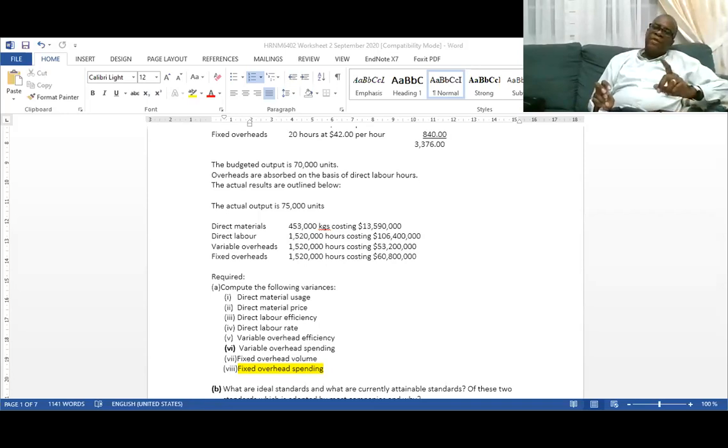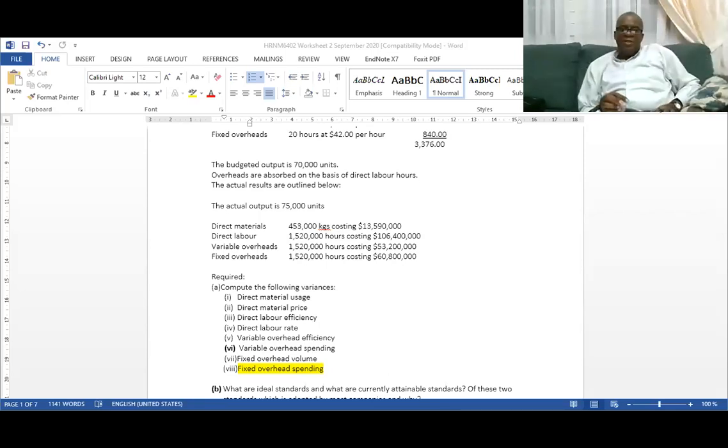And please note that because we have units, we have to relate it to something per unit. The 50,000 is units, so we have to relate it to something that is per unit. It can be related to something that is per hour.